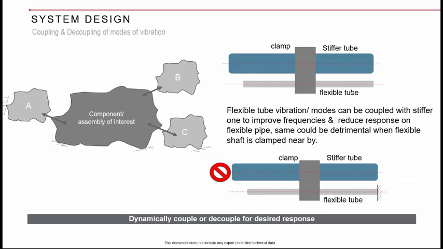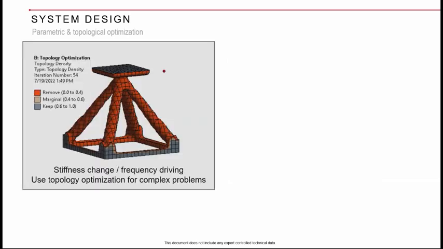So that is one way of looking at the design solutions. Whereas when the flexible tube is actually having a fixity nearby and you support it nearby, then under the mode shapes of this duct, there will be chances that it will fail at the fixity. So this is not recommended. So you can always look for this kind of solutions, like how I can dynamically decouple or couple the systems for desired response. So I think my few more slides are there.